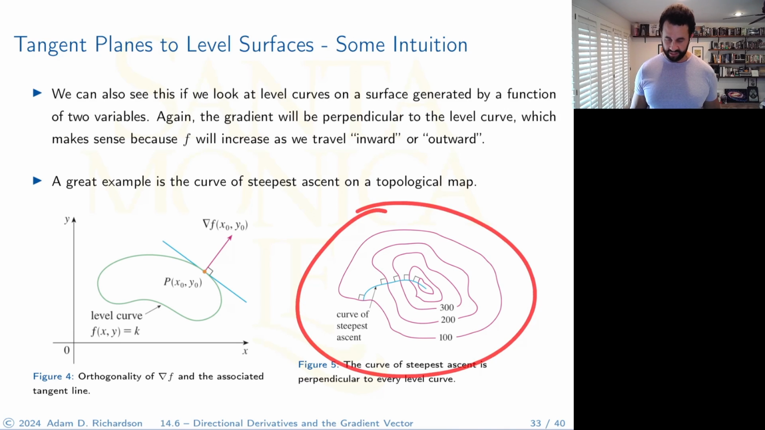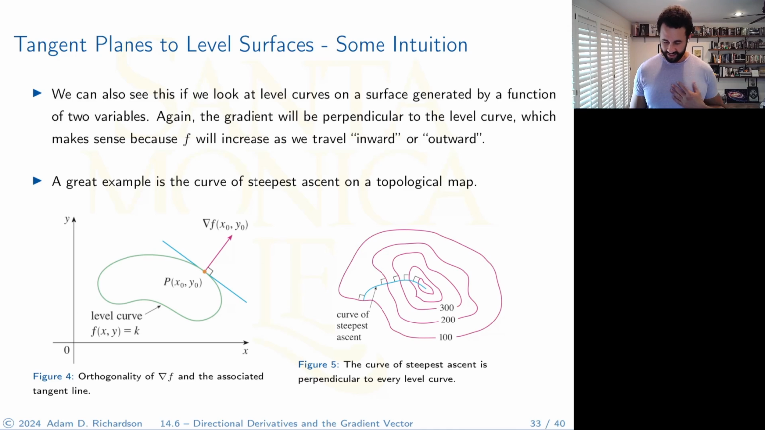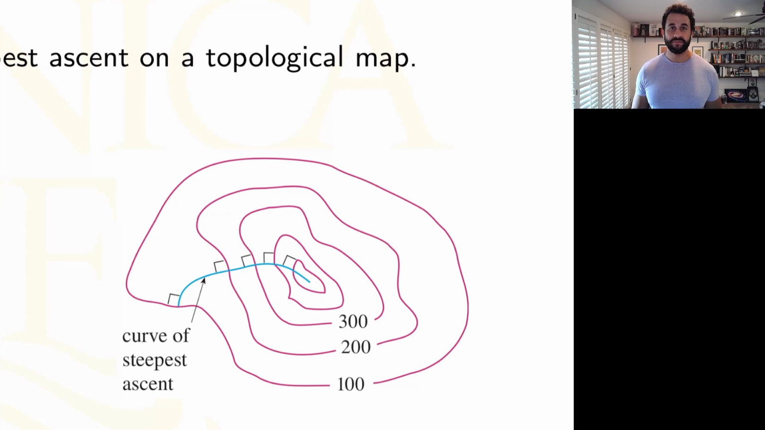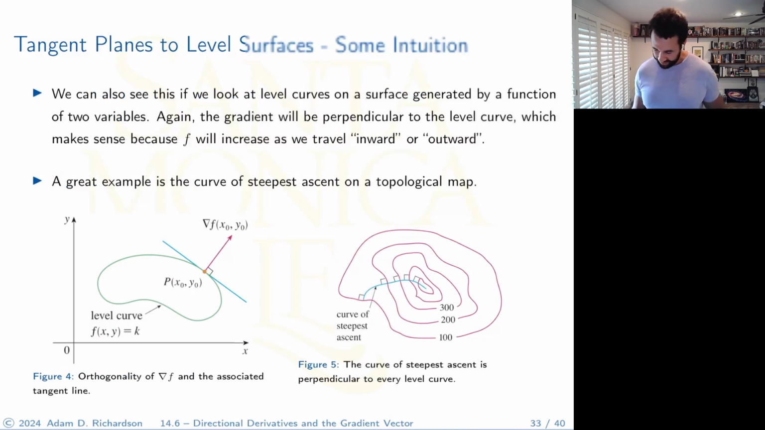And maybe this will help a little more with intuition if you've ever looked at a topographical map. The curve of steepest ascent is given by the gradient vector. So as long as you are perpendicular to every one of these level curves, that will be the fastest you can go, right? Let me zoom in a little bit. So perpendicular to that level curve, that'll be the fastest way you can go. And that's true for every possible level curve. Cool. So that's the idea.